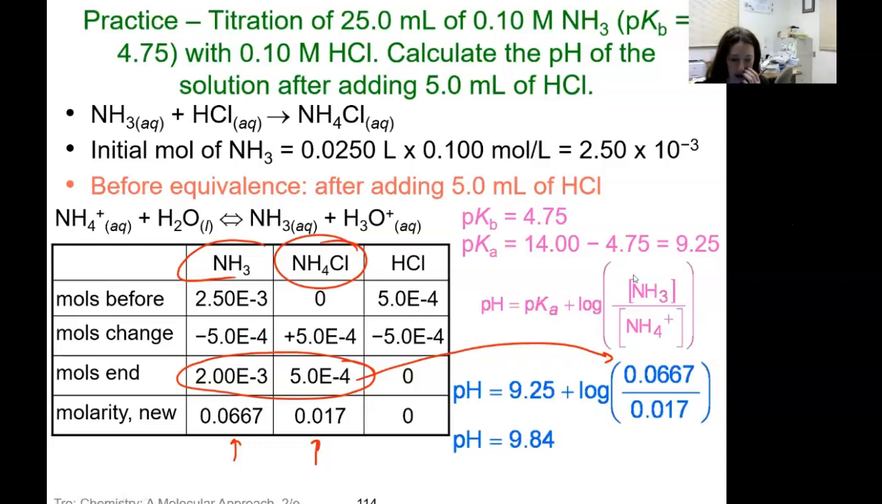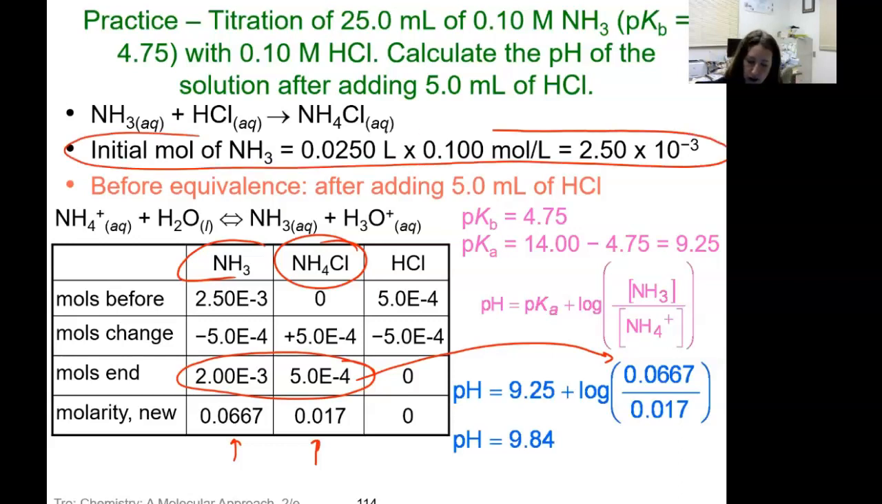Okay, so now this is before equivalence point. How did we know we were before equivalence point? We knew we were before our equivalence point because number one, we found out how many moles of our base we had. When our moles of our base equals our moles of our acid, we are at our equivalence point. When we found out our moles of our acid, we were at 5 times 10 to the negative 4, which is less than this. So therefore, we were before our equivalence point.